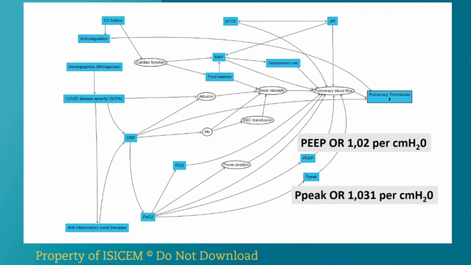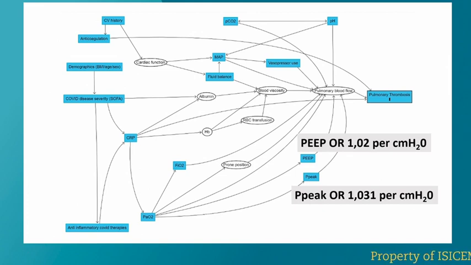And when we came up with this, we actually also found that increased PEEP increased the odds of development of pulmonary thrombosis. And this may seem like a clinically not meaningful increase, but it's per centimeter of water. And the same holds for the peak pressures.